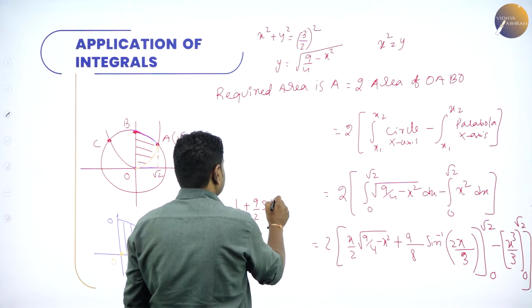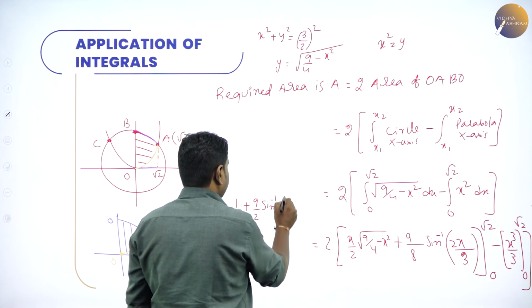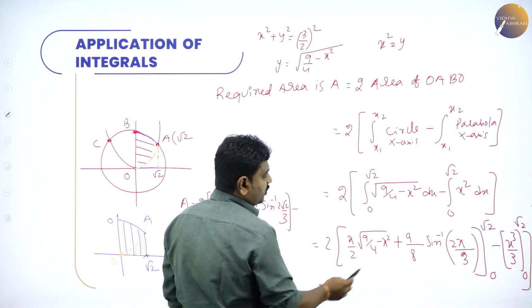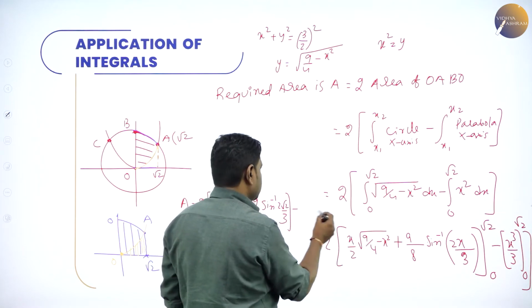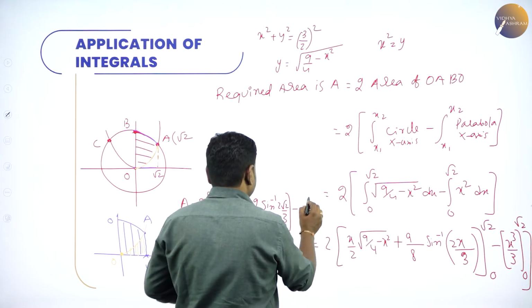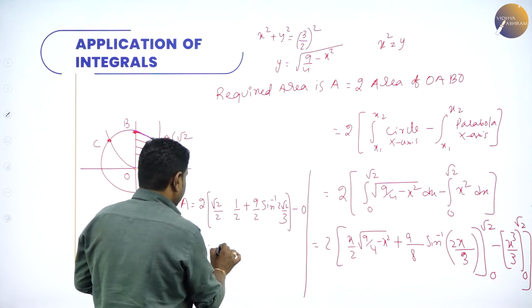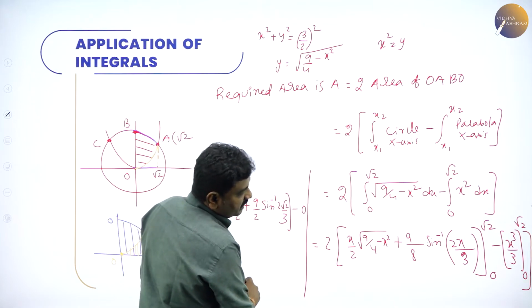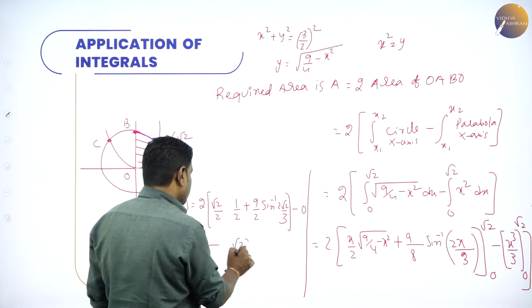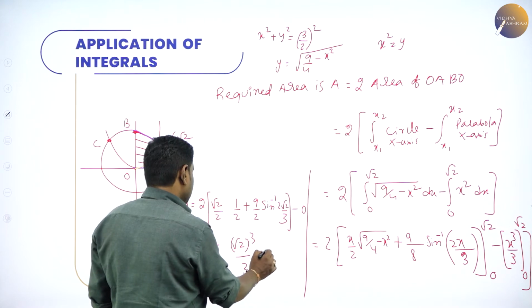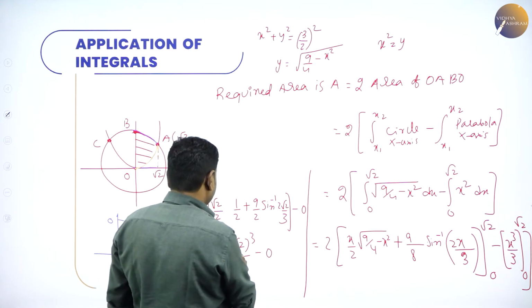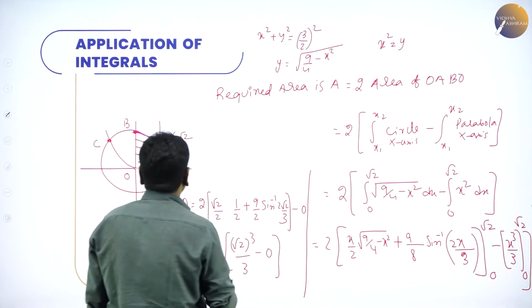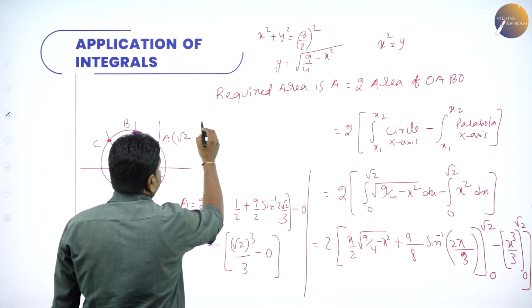Sin inverse 2 root 2 by 3, this is the upper limit minus the lower limit. In the place of x, if I put 0, this is 0, so the lower limit becomes 0. For the first term I have applied the limits. In the remaining term, minus x cube by 3 means root 2 cube by 3 minus the lower limit, which is 0. Simplify this. So the required area, I'll write it here.